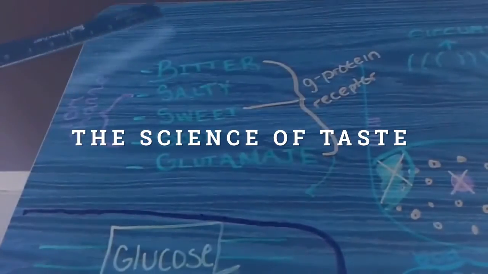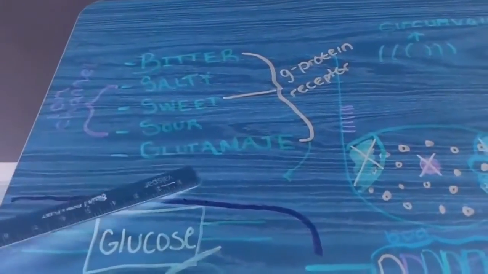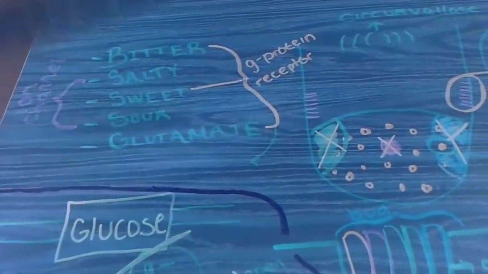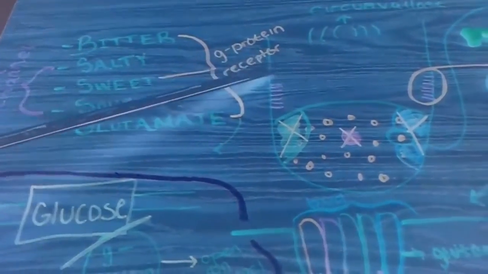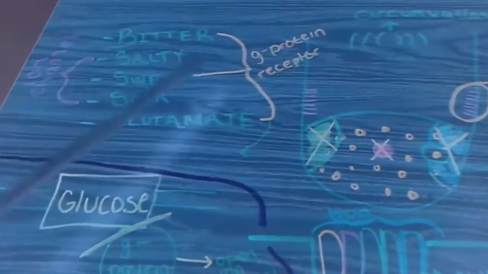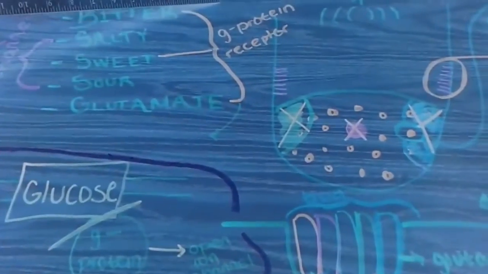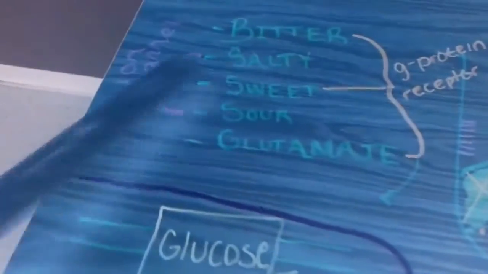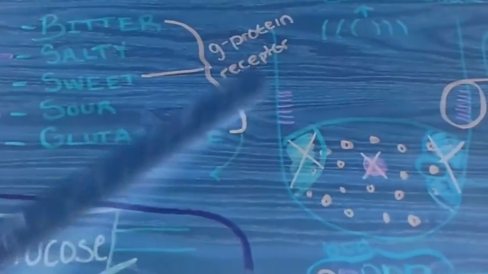We have 5 main tastes: bitter, salty, sweet, sour, and glutamate. Each one depends on a different G protein receptor. Bitter, sweet, and glutamate are the G protein receptor. Salty and sour are the ion channels that go through the G protein receptor.